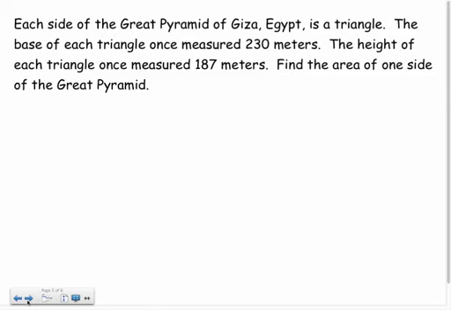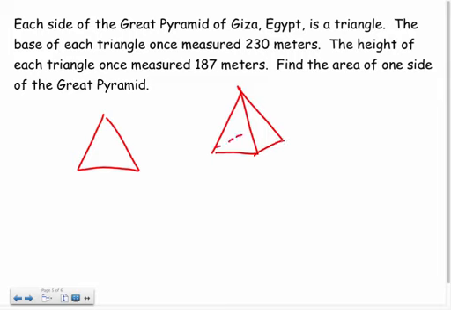Last thing, you can see it in a story problem. The biggest thing, anytime you're dealing with shapes in a story problem, draw yourself a picture. So for example here, each side of the Great Pyramid of Giza, Egypt, is a triangle. Okay, so each side is a triangle. If you want to draw yourself the pyramid, that's cool too. Okay, so I'm just looking at just this one side of the triangle, okay? And I brought it over here. The base of each triangle once measured 230 meters. So I got 230 for the base. The height of each triangle once measured 187. So that's 187. And they're both meters, okay?